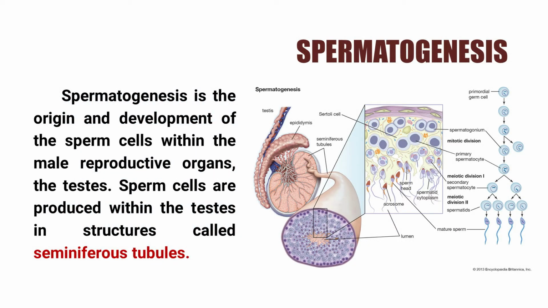What is spermatogenesis? It is the origin and development of sperm cells within the male reproductive organs, the testes. The sperm cells are produced within the testis in structures called seminiferous tubules. It occurs in the seminiferous tubules during active sexual life as a result of stimulation by the anterior pituitary gonadotrophic hormones, beginning at an average of 13 years and continuing throughout most of the remainder of life, but then decreasing remarkably in old age.